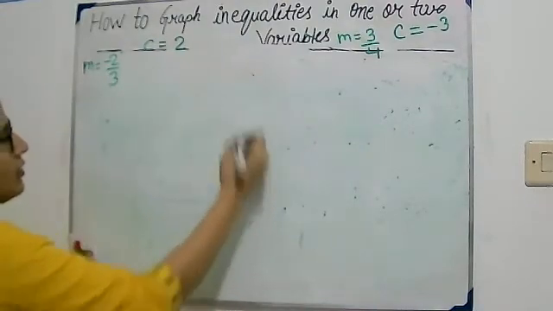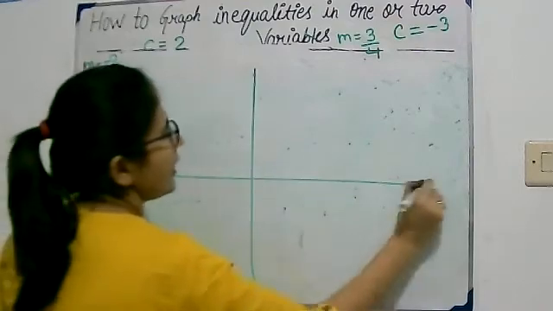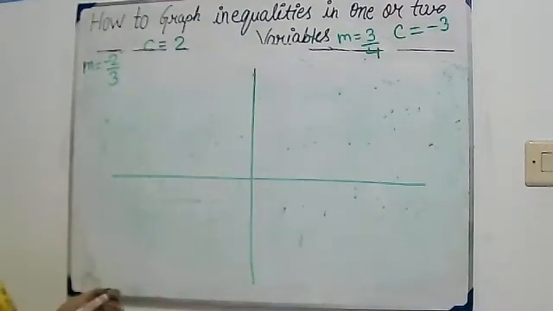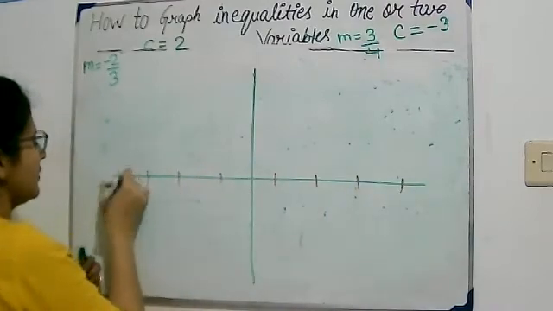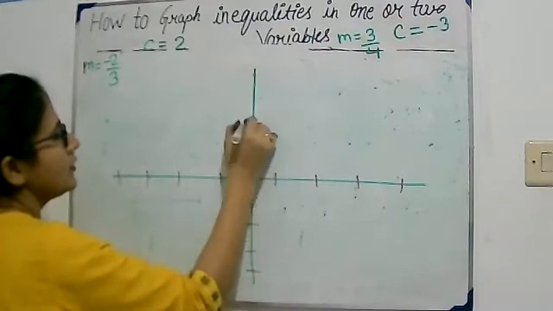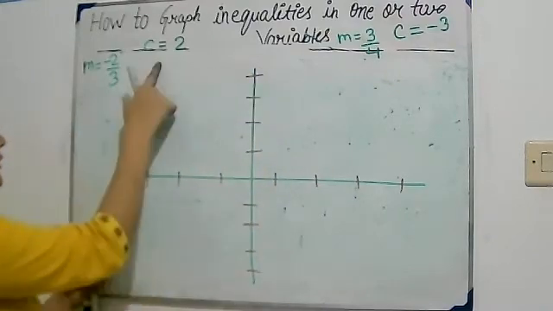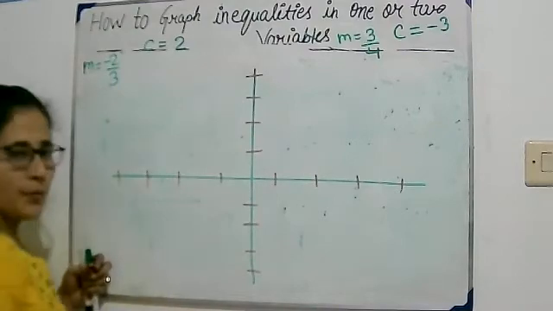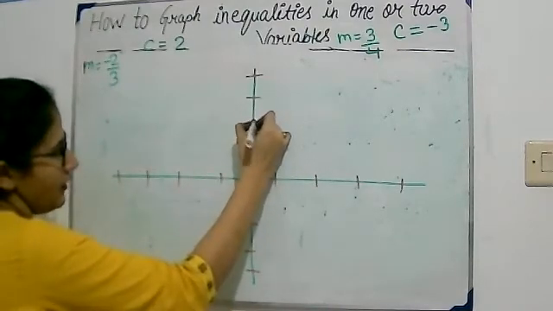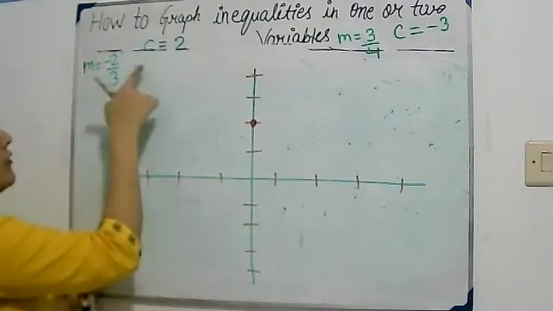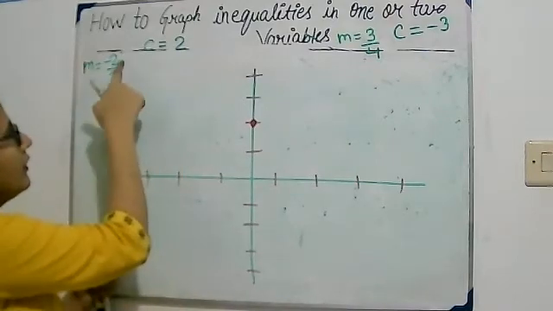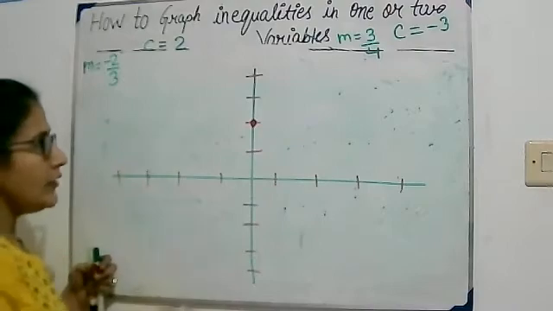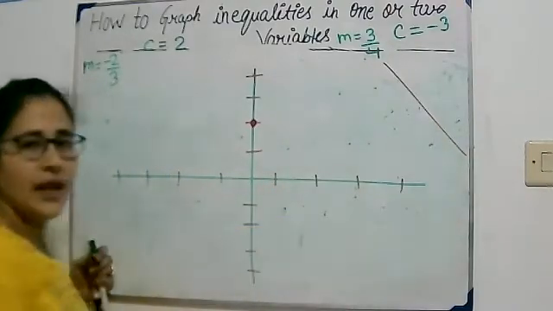Okay, so now represent this in the XY coordinate. First, in this the intercept is positive 2. So the intercept on the y-axis is this. The value of gradient is -2/3, that is a negative gradient. So with a negative gradient, the line will be like this.